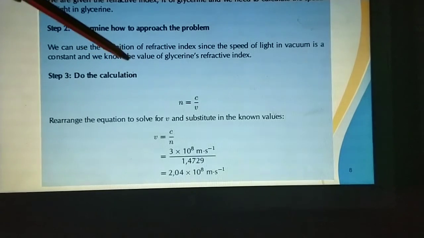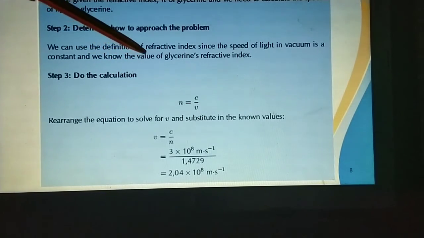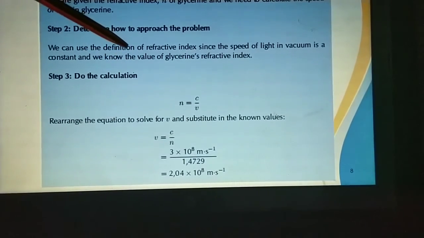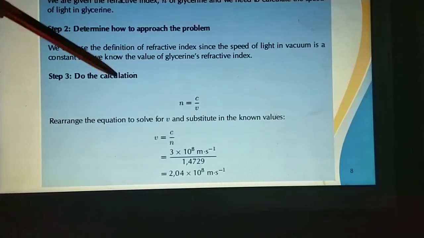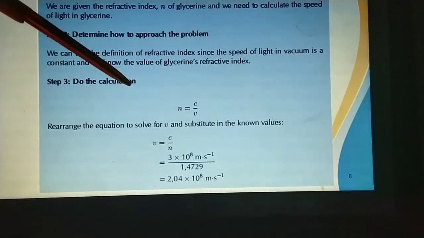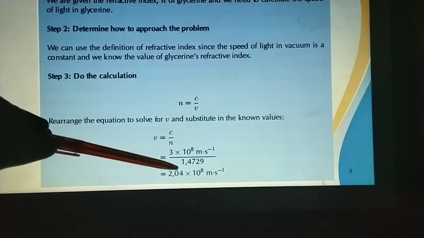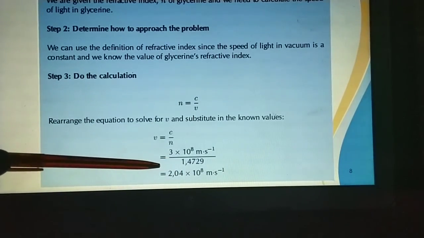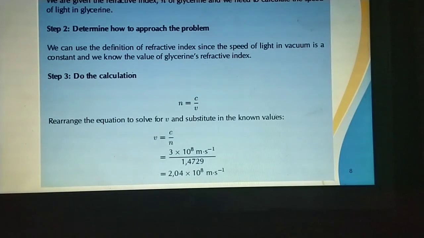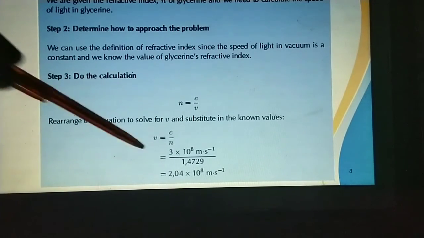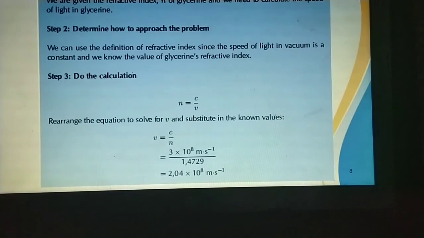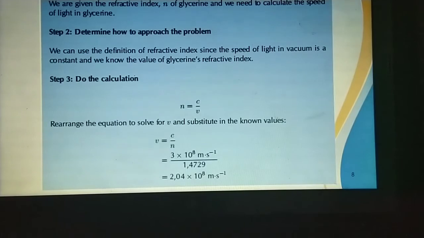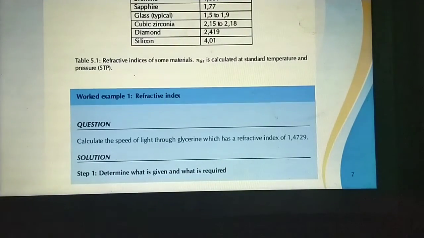We know the value which we are given for the speed of light, which is obviously 3 times 10 to the power of 8 meters per second. And then we do have the refractive index, which was 1.4729. So the only value which we were not given was v. That's what we were looking for. Then you substitute, and if you calculate, you get this answer. You can prove this.